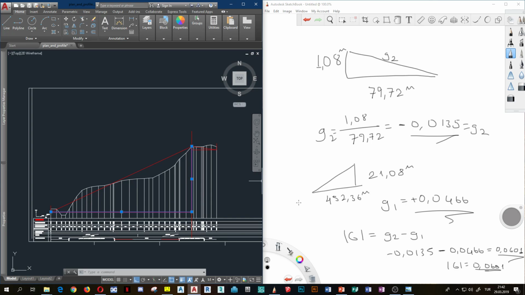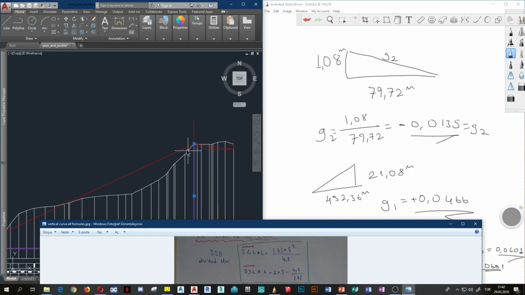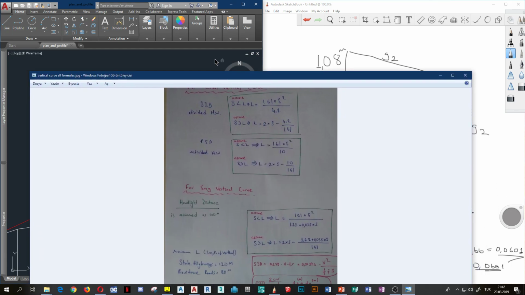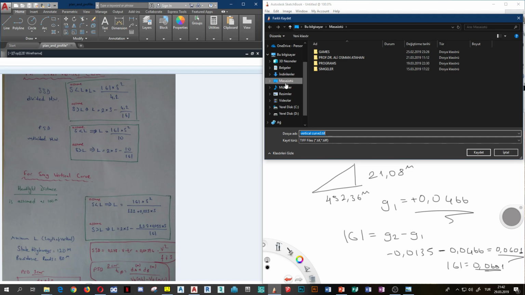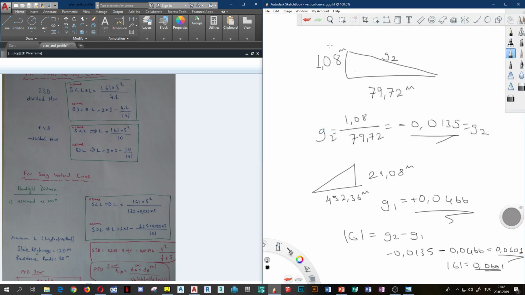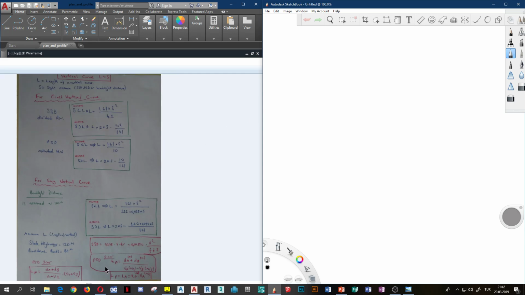Now I have to determine my vertical curve length L according to these formulas. Our curve is a crest vertical curve, of course, and our highway is undivided. We have to calculate according to passing sight distance S. How do we calculate it? Look at that. Our formula is that, and the passing sight distance formula is here.